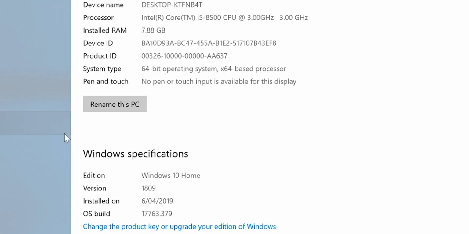So this comes with Windows 10 Home. What the, come on, let's get rid of that Windows Home.